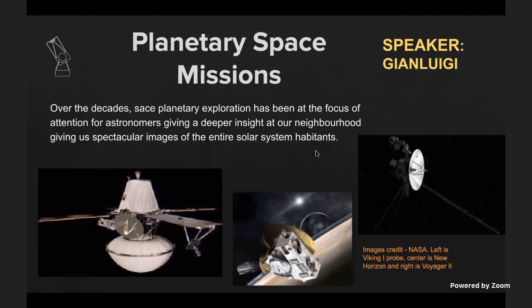All right, it's undoubtful that over the decades, space planetary exploration has been at the focus of attention for astronomers, giving a deeper insight into our neighborhood. The following are just some of the planetary missions, so don't feel upset if your favorite mission was not mentioned, and if you think we should do a presentation about more planetary missions, please comment below.